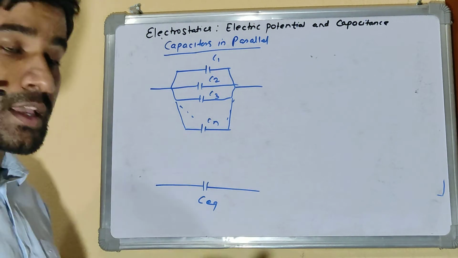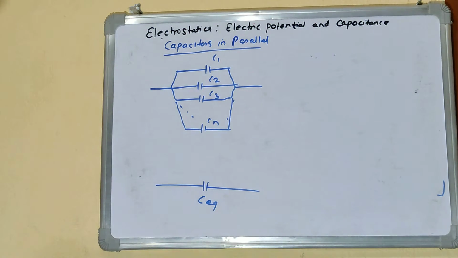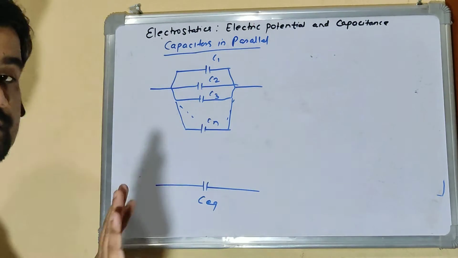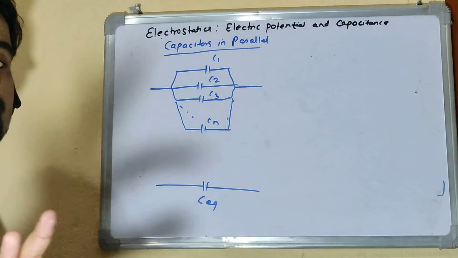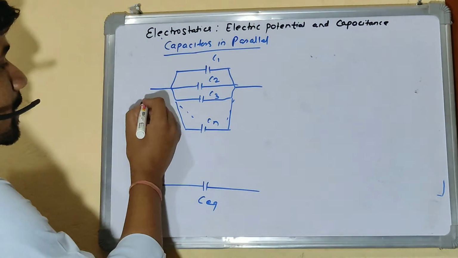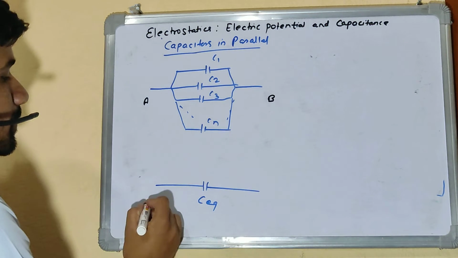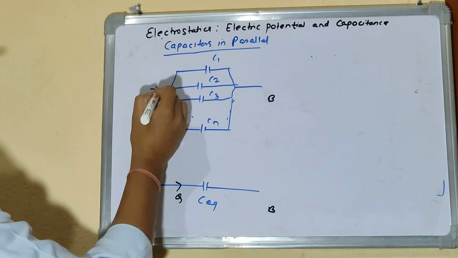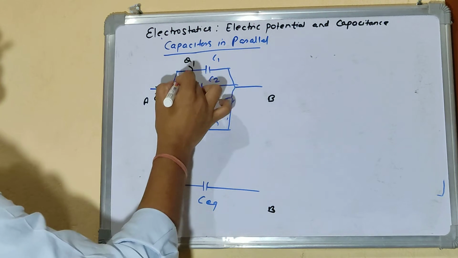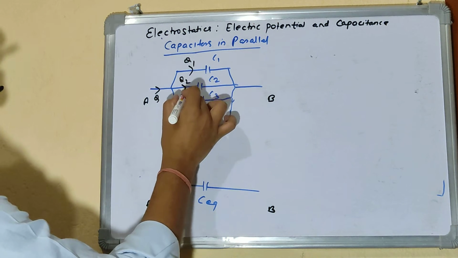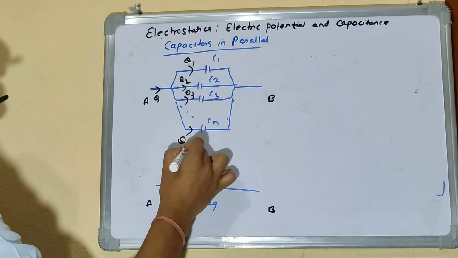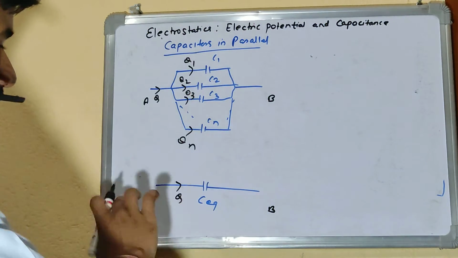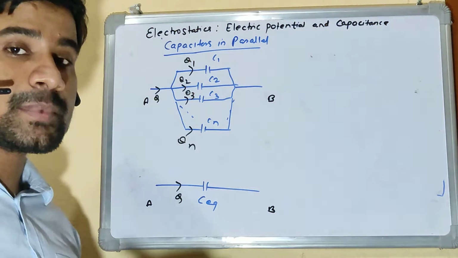Okay. Here if you see, the potential difference across any of the capacitors is same. So in parallel we have potential difference as same. What is varying is the charge. So if this gets Q charge, here the charge will distribute. Here it will get Q1, this will get Q2, this will get Q3, and this will get Qn. But overall, if you see, addition of these charges will give me Q.